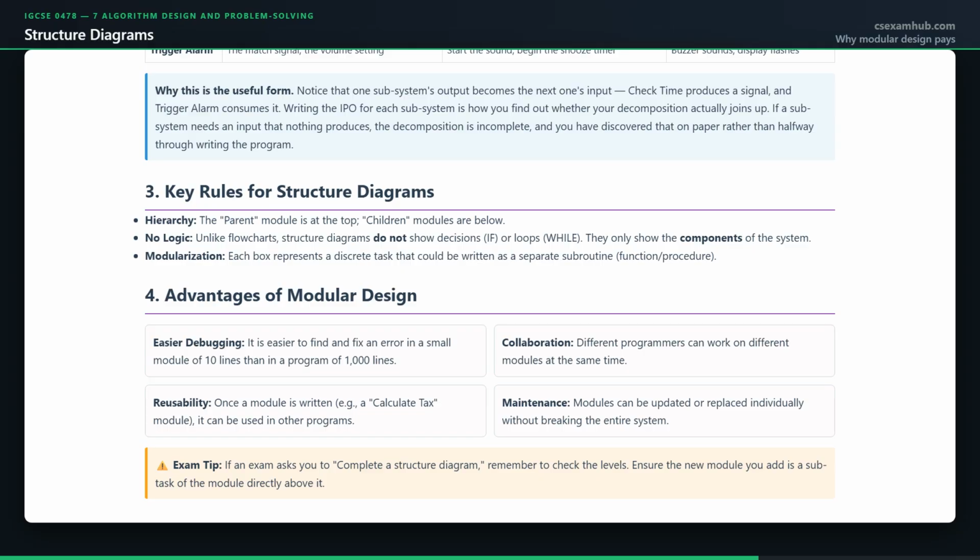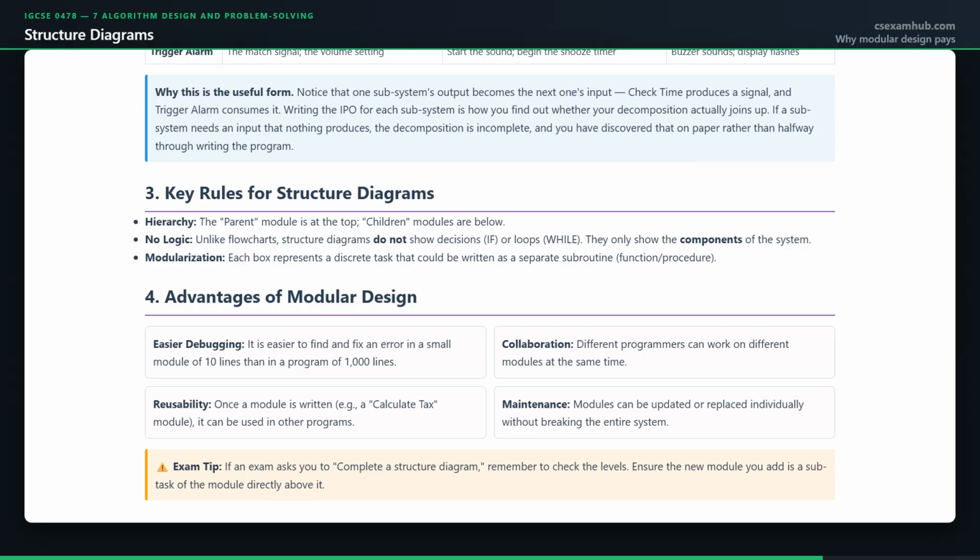Reusability, a module that works can be used again in another program or elsewhere in the same one. And easier maintenance, a change to one module does not disturb the others, provided its inputs and outputs stay the same. Notice how much of that rests on the interfaces. Modularity is not just cutting a program into pieces, it is cutting it into pieces that meet along known boundaries.